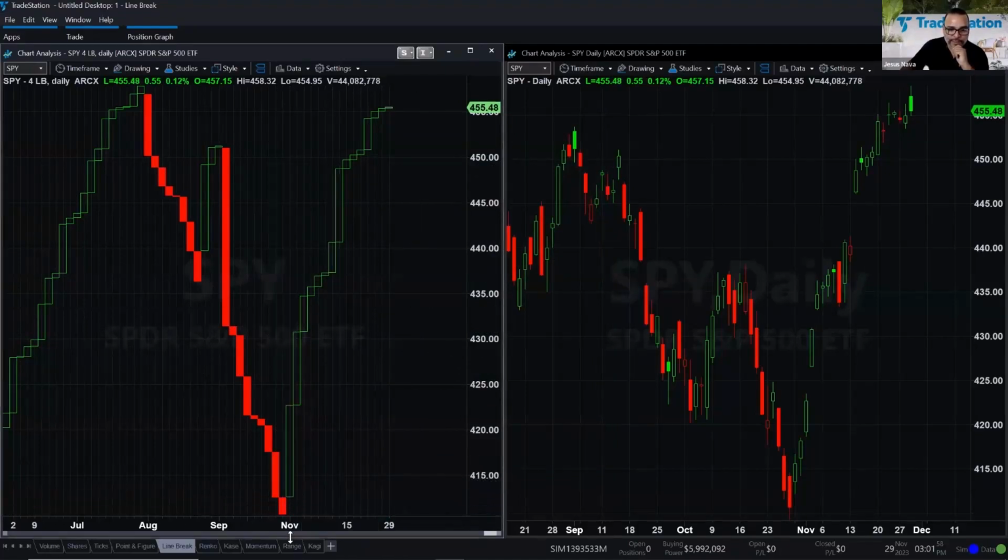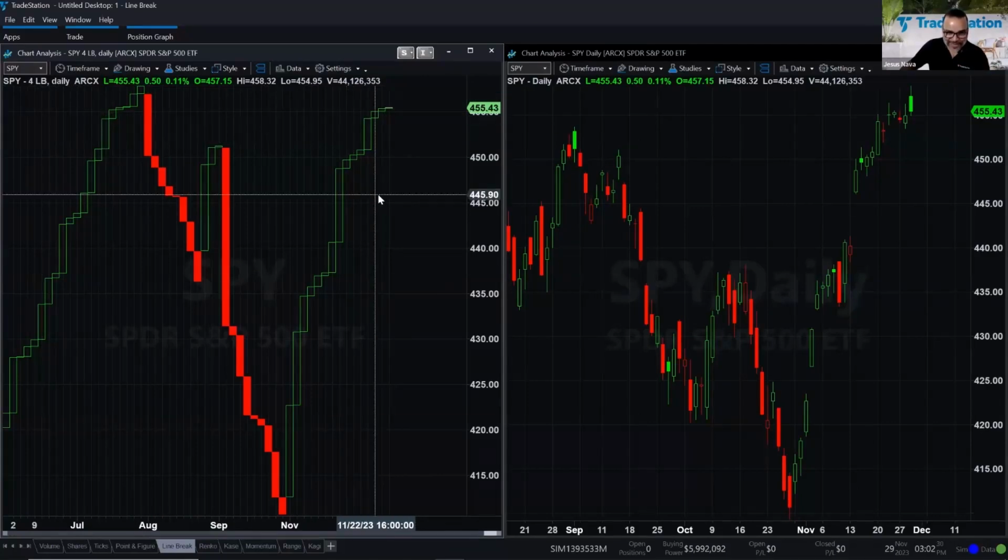Everybody sees November down here. It correlates to November down here. But you can see that the line break doesn't show any of the reds. These small corrections, they're filtered out. The reason for that is because the overall trend is up. It has to reach a certain level for the direction of those columns to change. What is that level? Well, it has to cross the 4 previous columns.